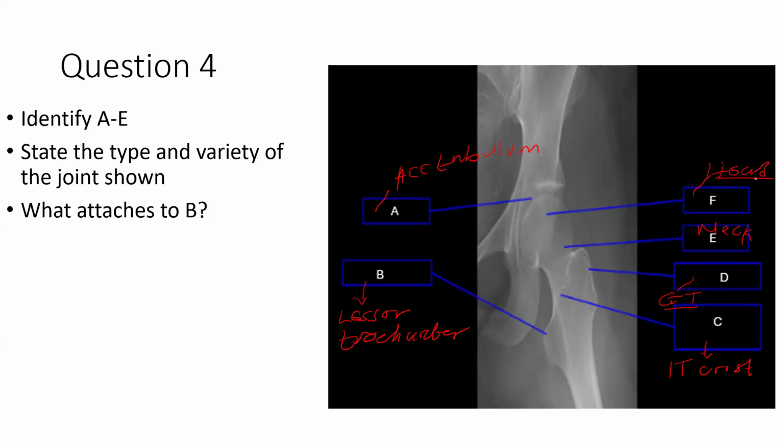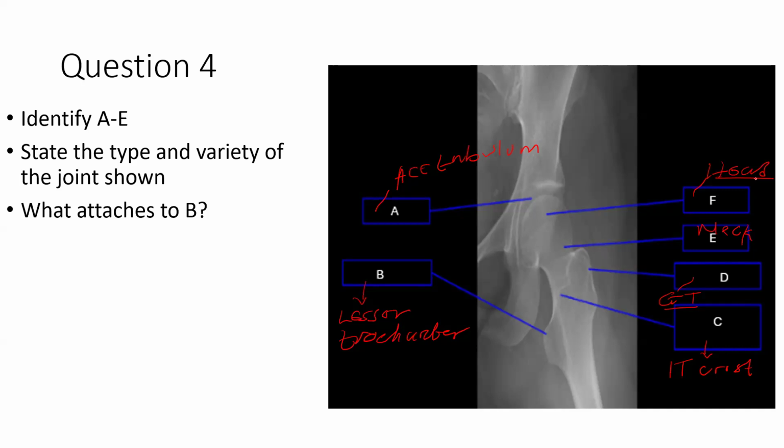So the name of the joint, guys, I asked you just the name. The name of the joint is hip joint. What type of joint is the hip joint? Type, just type. The type is synovial, nothing more, nothing less. Ball and socket is not a type.